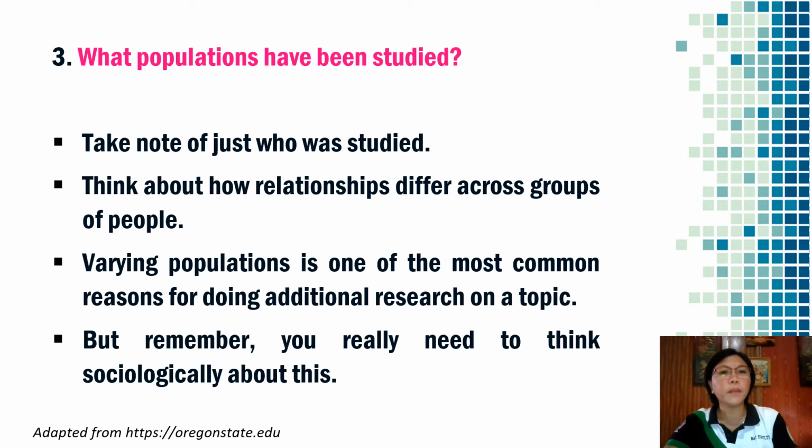Third, what populations have been studied? We have to take note of just who was studied, and think about how relationships differ across groups of people. Varying populations is one of the most common reasons for doing additional research on a topic, but we have to remember that we really need to think sociologically about this.